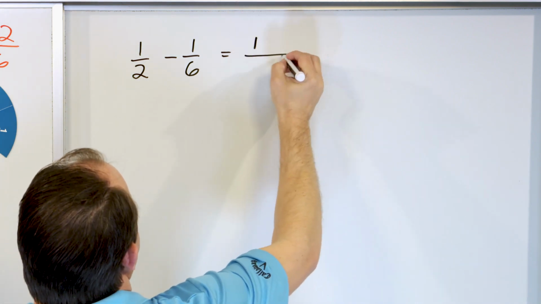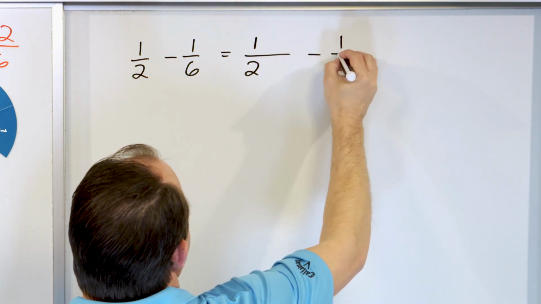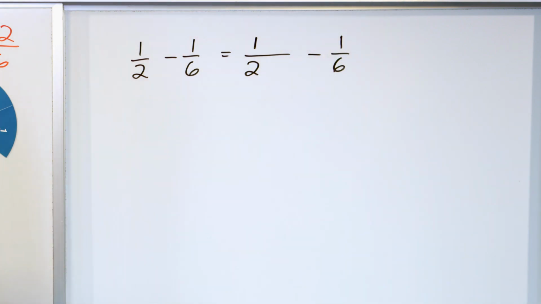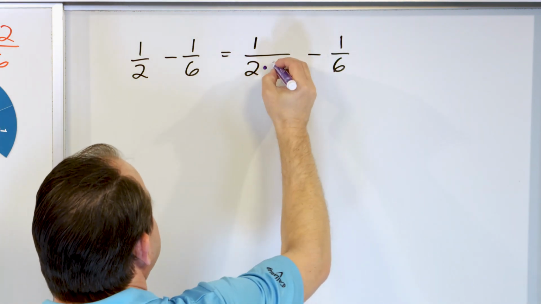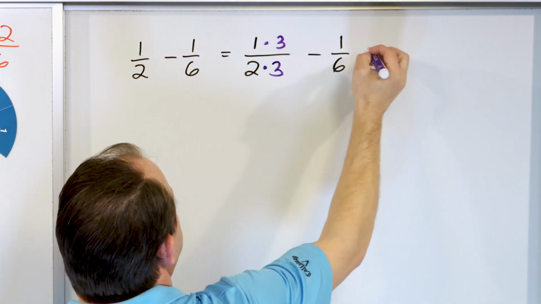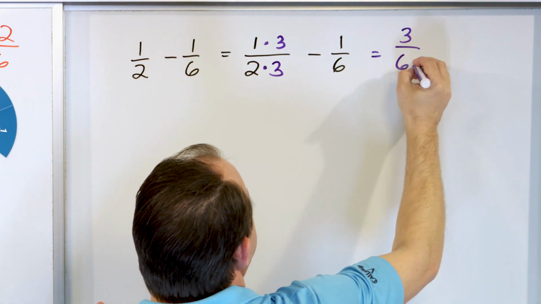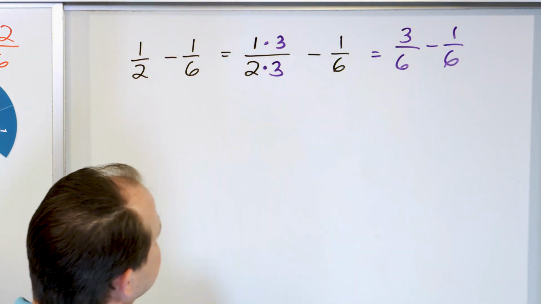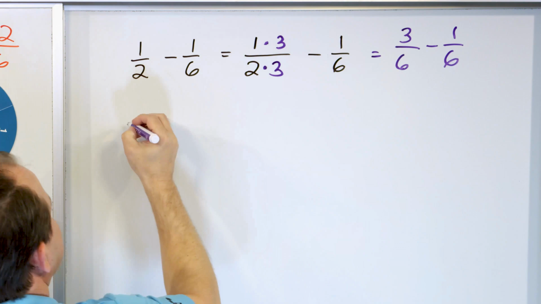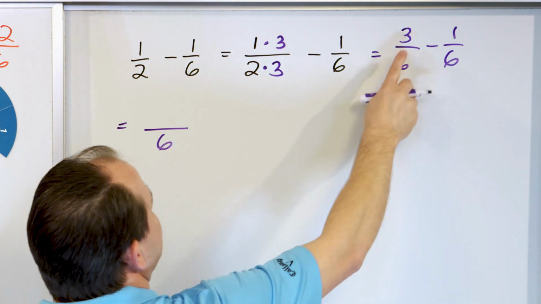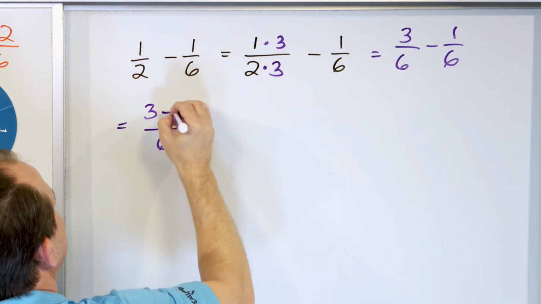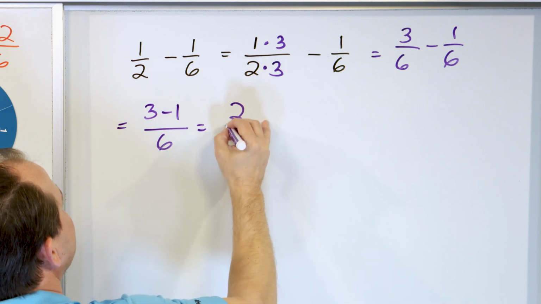So I'll rewrite this, and I'll subtract away the 1/6. I'm not going to change that at all. I'll multiply here by 3, multiply here by 3. And what I will get is 1 times 3 is 3, and 2 times 3 is 6. And I'll subtract away 1/6. The denominator is a 6. It stays in the answer. And then 3 minus 1. 3 minus 1 in the numerator. 3 minus 1 is 2, 6.